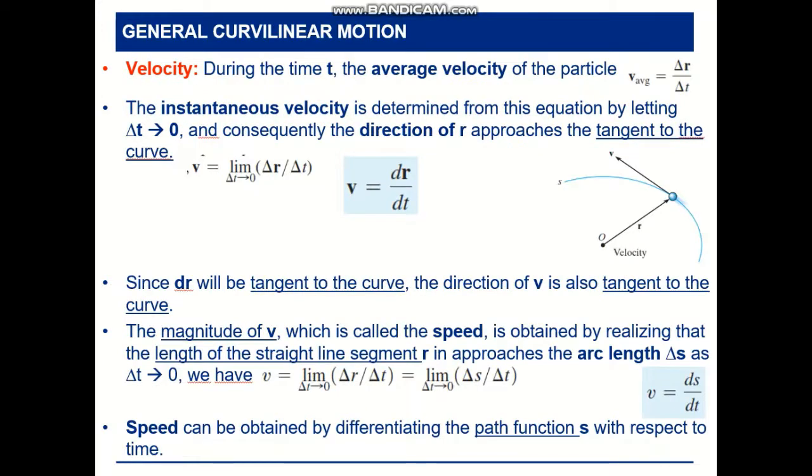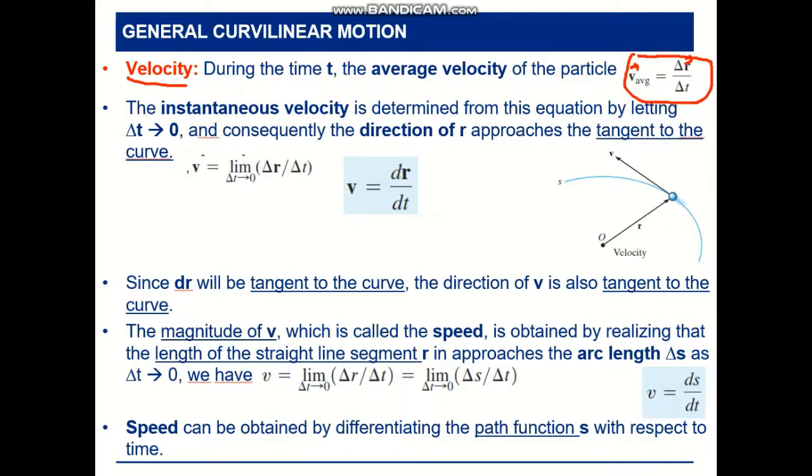After we finish up the position, let's jump to velocity, which is the first-order derivative, which we see here. The average velocity is delta r over delta t. So during the time interval delta t, the average velocity of the particle is delta r over delta t, which is also a vector quantity, as you can see, the bold symbol. The instantaneous velocity is determined from this equation by letting delta t go to 0, which is the limit we are going to take right now.